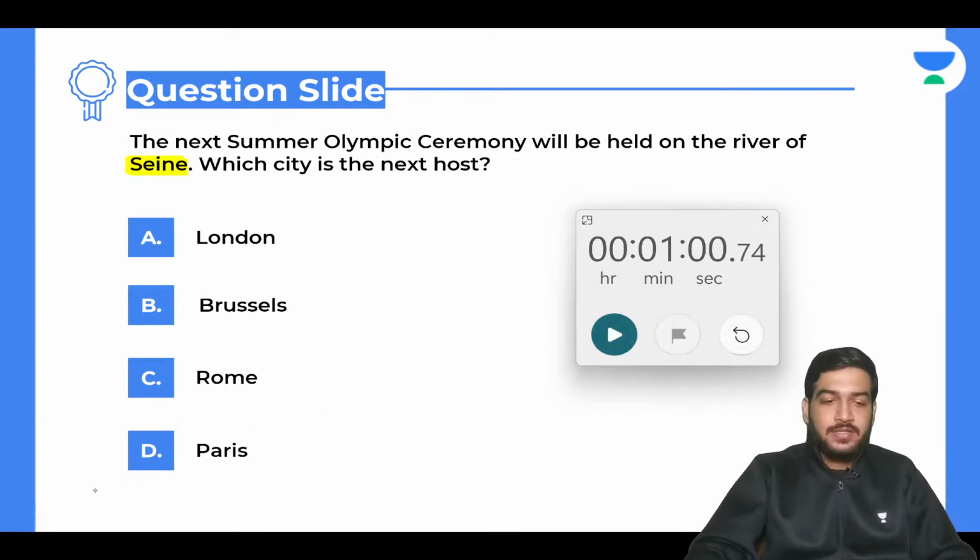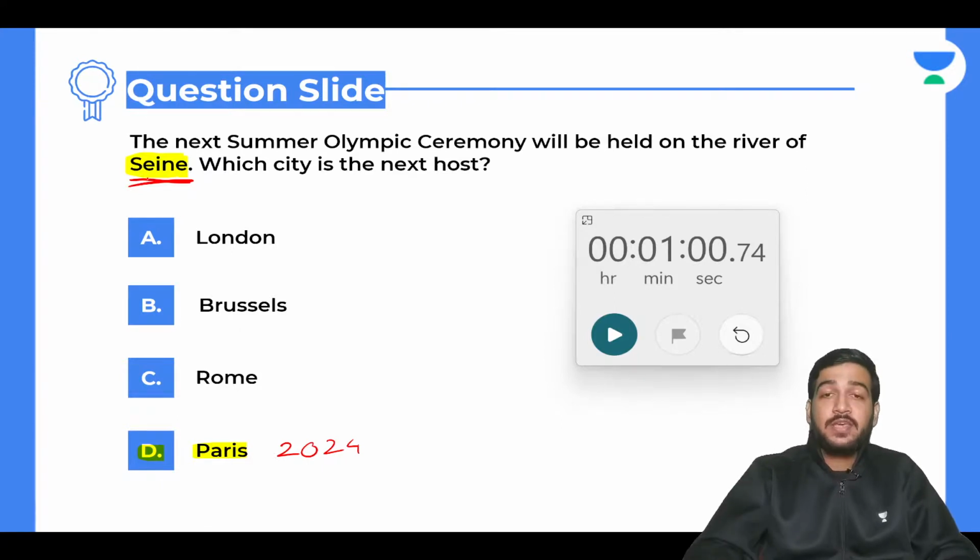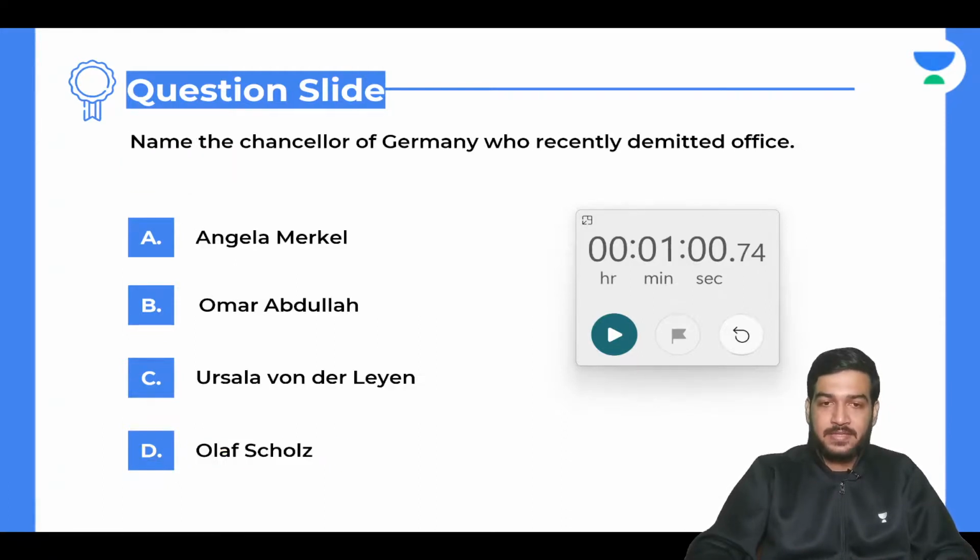Okay, the answer to this question is Paris. Paris is going to host the 2024 Summer Olympics. The Seine River passes through Paris just like Yamuna passes through New Delhi and Thames passes through London. So on the Seine River the next Summer Olympic ceremony will take place.